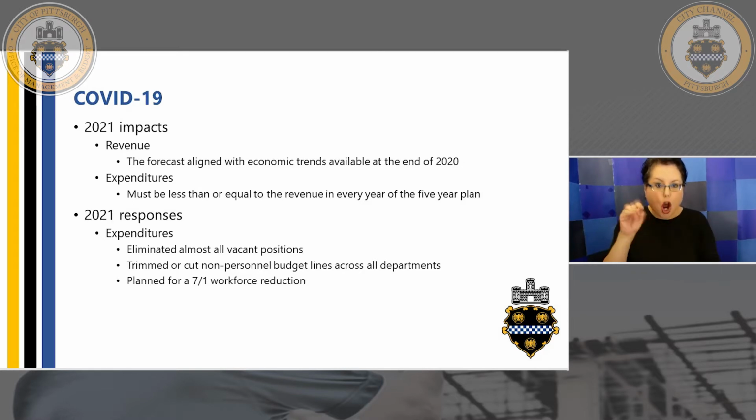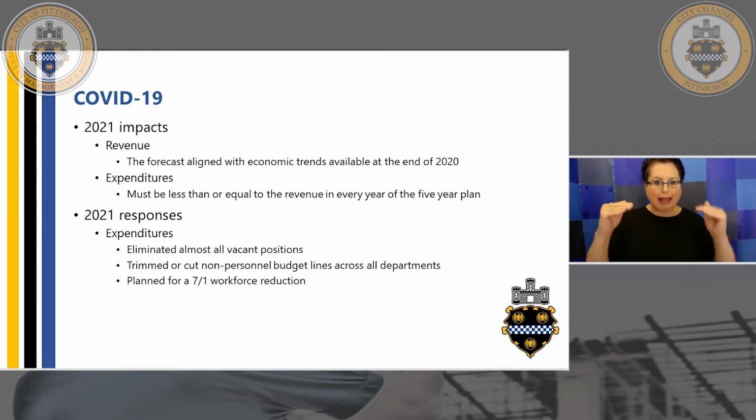And it didn't look good, right? So things are slowly changing now, but at the time we weren't sure how things would look. And the flip side of the equation is, per the Home Rule Charter, we have to have a balanced budget. So expenditures must be less than or equal to revenue in every single year of the 5-year plan. So if we're looking at significantly lower revenue in 2021, that means we have to make cuts on the operating side to get a balanced budget.